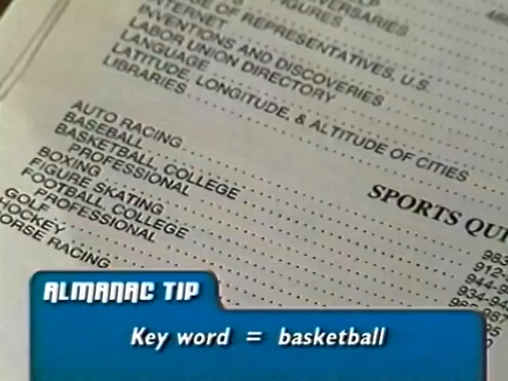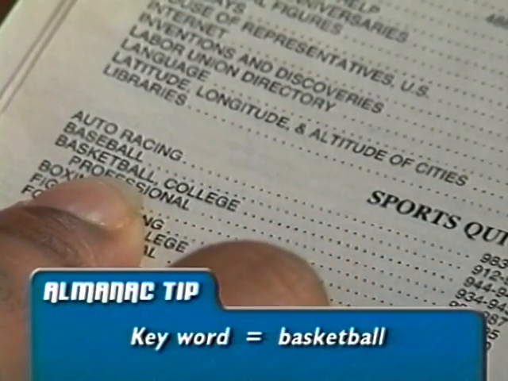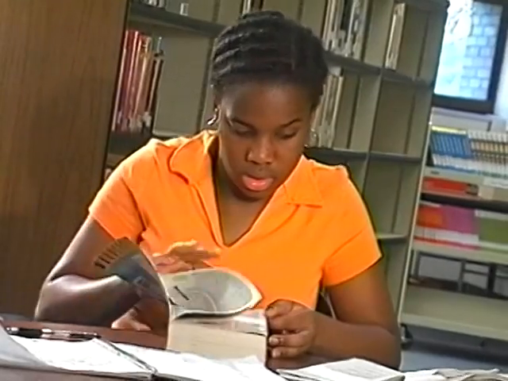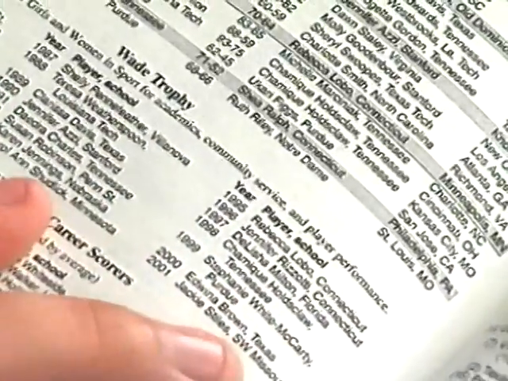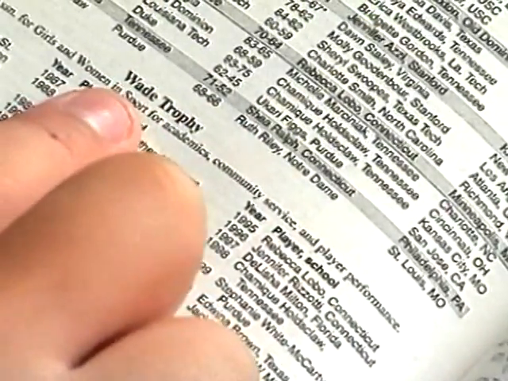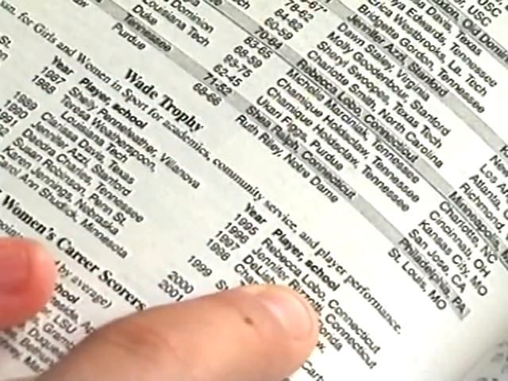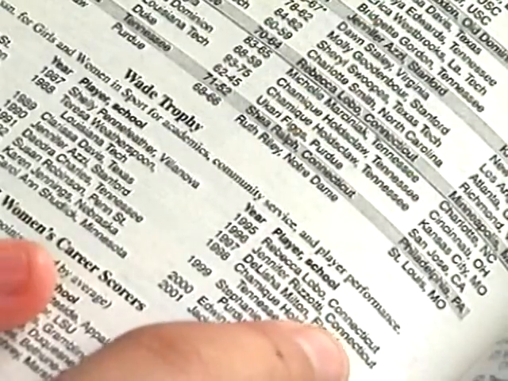We're talking basketball here. Let's look under basketball. There are two choices, college or professional. Well, the question said good student, so I guess you'd have to be in school. So let's look under college basketball. Okay, here's a section of college basketball. Let's scan the heading for our keyword, Wade Trophy. Wade Trophy. Here it is. The winners are listed by year. The winner in 1995 was Rebecca Lobo from Connecticut. That was pretty fast. We'll have to use the Quick Reference Sports Index in the competition.